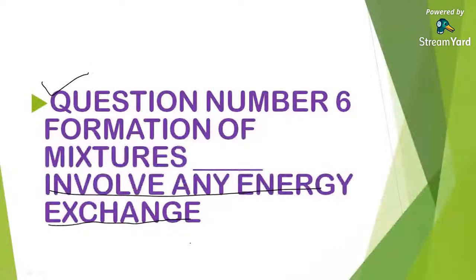Whereas in a mixture, there is no formation of a new substance, there is no exchange of energy, and we don't get a new substance. Clear? Even in mixtures, the ratio of the components is not fixed, whereas in a compound, the ratio of the components is fixed. And this is the basic difference between the mixture and the compound. Yes. Clear?